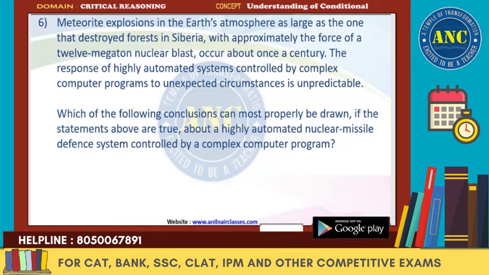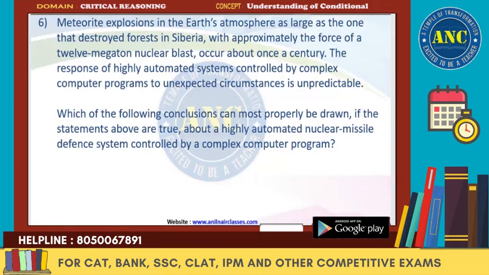Meteorite explosions in the Earth's atmosphere as large as the one that destroyed forests in Siberia, with approximately the force of a 12 megaton nuclear blast, occur about once a century. The response of highly automated systems controlled by complex computer programs to unexpected circumstances is unpredictable. Now, if the defense system designers did not plan for the contingency of large meteorite explosions, such explosions would, from the system's perspective, be unexpected. Right.